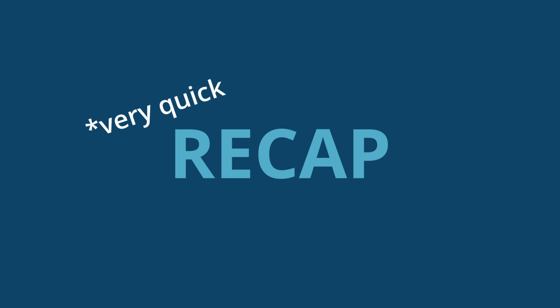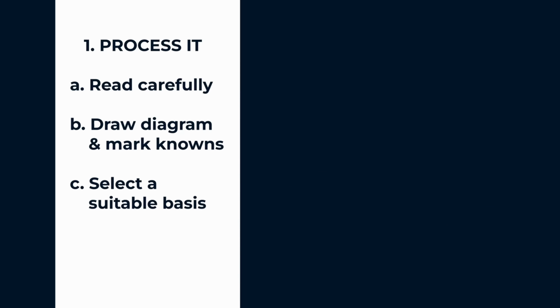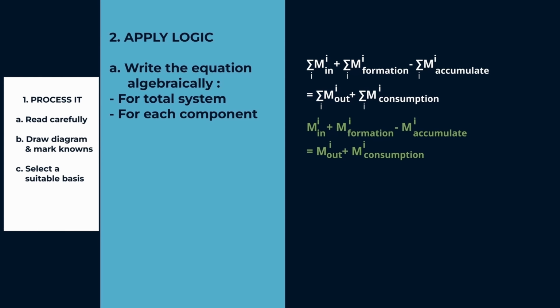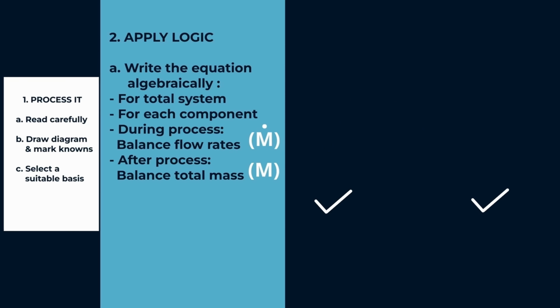Let's start with a very quick recap of the strategy. Read the problem carefully, then draw a diagram and mark what is given. Select a suitable basis, then start writing the equations algebraically. This may include material balances for the total system, for each component, or any other kind of equation based on the problem. We balance the mass flow rates if we are analyzing an intermediate stage of an ongoing process during a specific time period, and the total masses if we are concerned with the final result at the end of the time period or the end of the process.